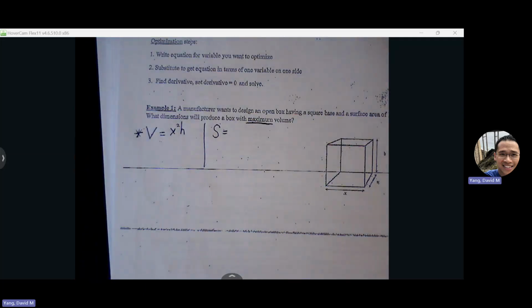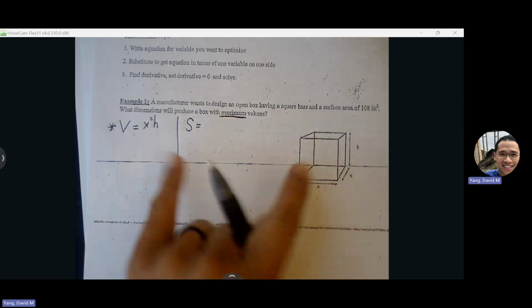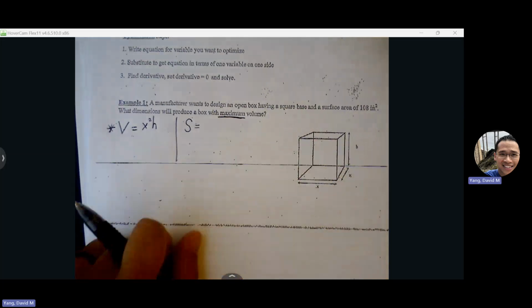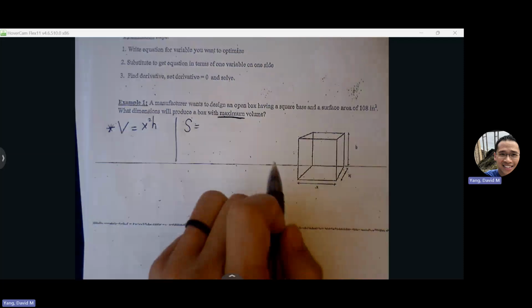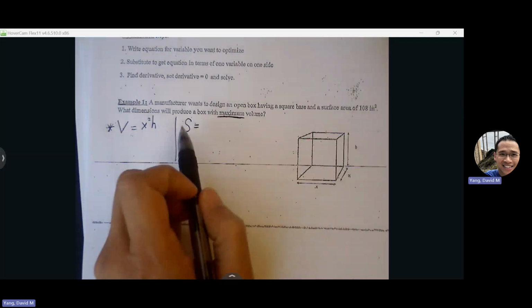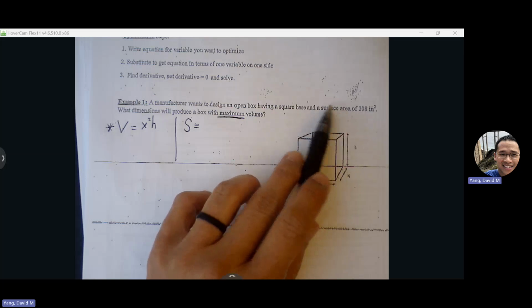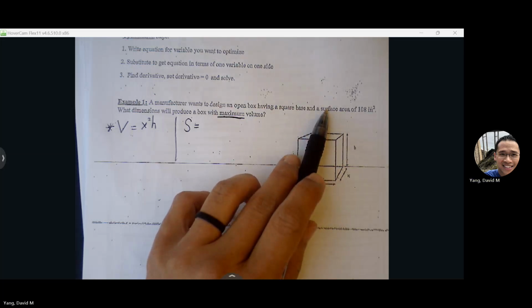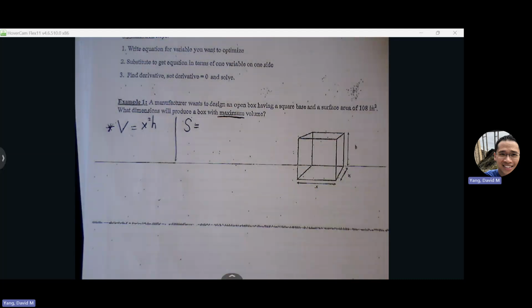So surface area is equal to, we're going to have to be able to build the surface area formula on our own. Same with the volume. So the way we build surface area, it's exactly what the name suggests. We're going to add all the areas of each of the surfaces. So how many surfaces are there? How many sides are we dealing with?